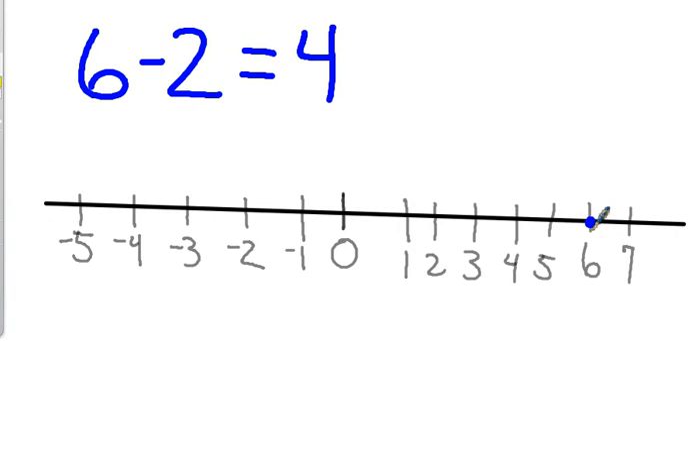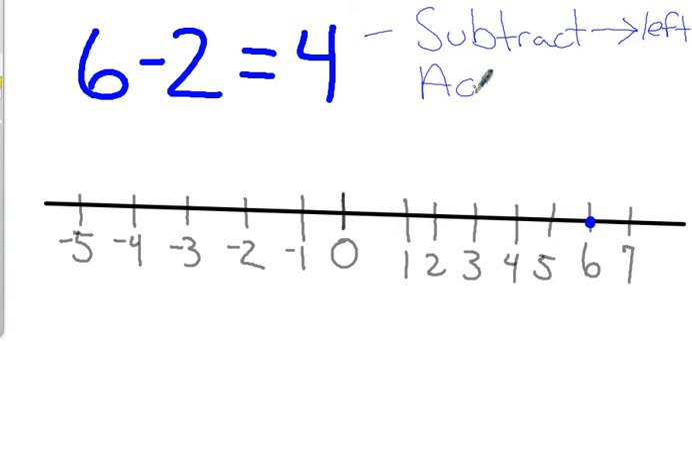And since we are taking away 2, I am going to go left twice on my number line. You can kind of consider subtraction: when you subtract, you're taking away. You can go left on the number line. Think of it as a negative. Same thing with addition. If you're adding, you're going to go right because you're adding 2. You're adding more to it. All right? It's a plus.